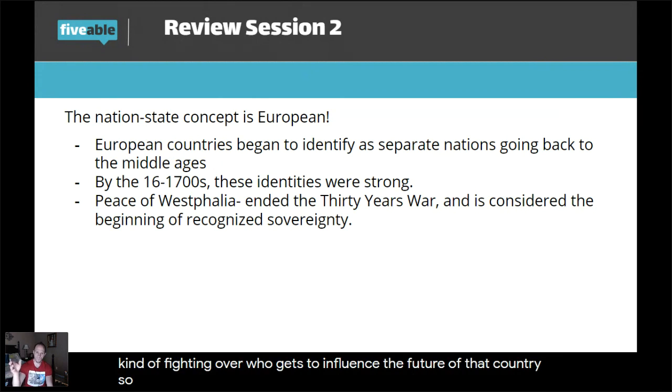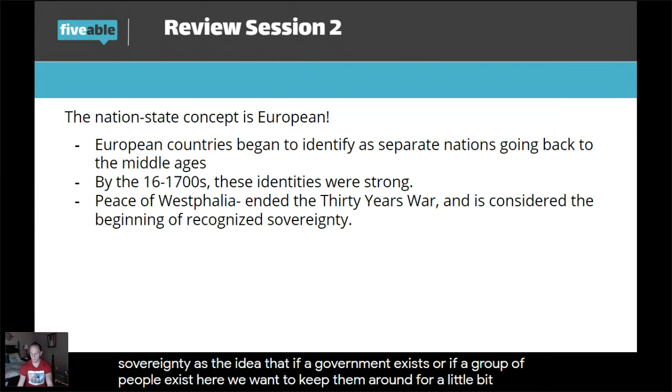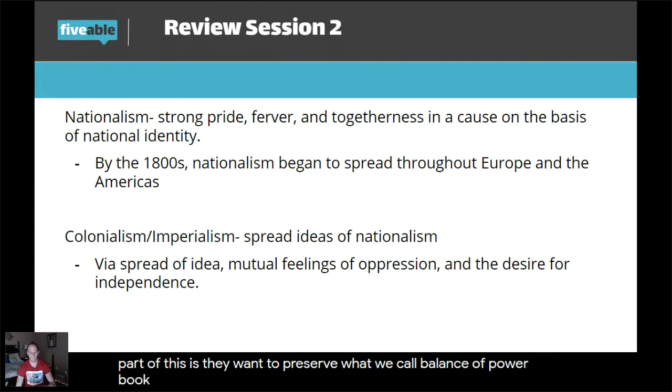So with that said, the Peace of Westphalia established sovereignty as the idea that if a government exists, or if a group of people exist here, we want to keep them around for a little bit. Another part of this is they want to preserve what we call balance of power, but we'll save that for world history.